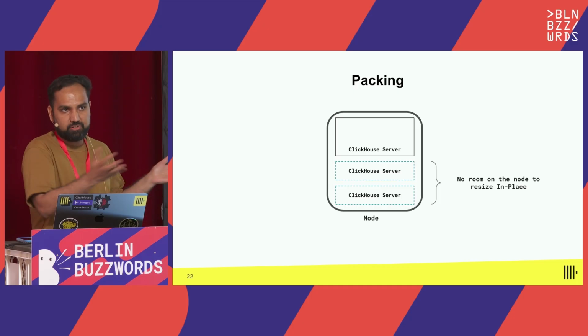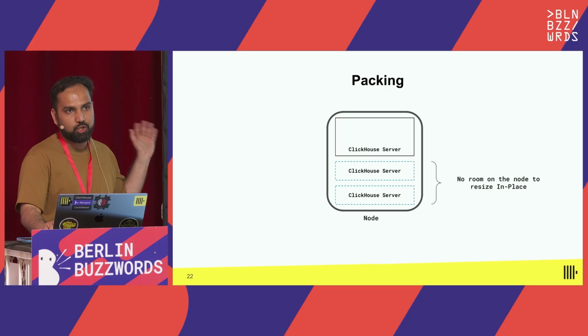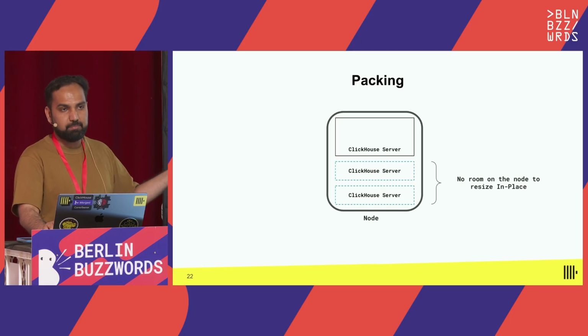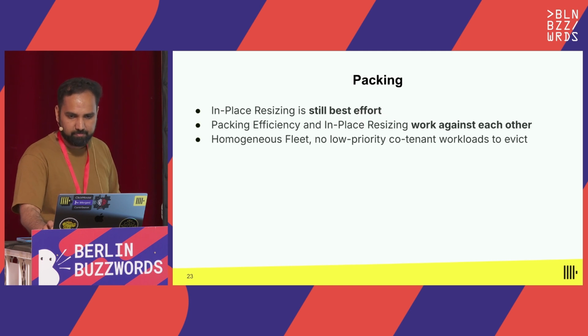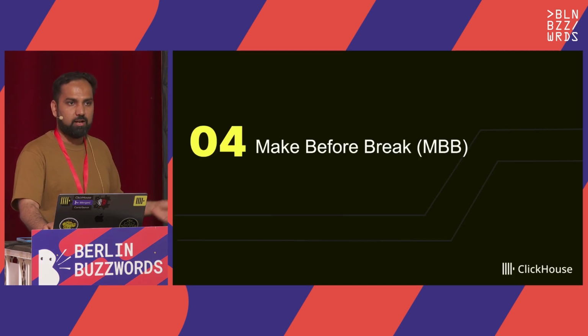But in our case, we are just running the ClickHouse database server, so we cannot evict any low priority pods. So it's a homogeneous fleet. In a heterogeneous fleet, maybe we could do something different. But in this case, we just cannot. So the break first model is clearly not working.